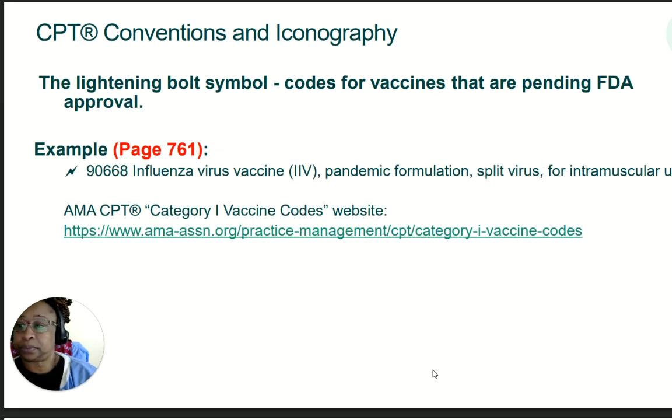Next is the lightning bolt symbol. This means that the codes are for vaccines that are pending FDA approval. That means that they have not been approved by the FDA yet. We can also see the example on page 761 or close to it. If it's a 2024 book, it will have that listed. In 25, it might not have the lightning bolt because it's already in existence. But you can look at code 90668, which is the actual code that has not been FDA approved, I think, as of now. You can check out our AMA website, which is the American Medical Association. The website is listed below.